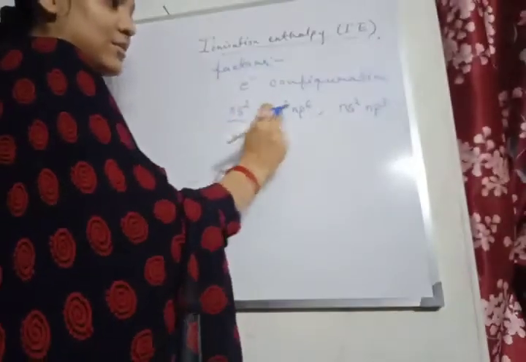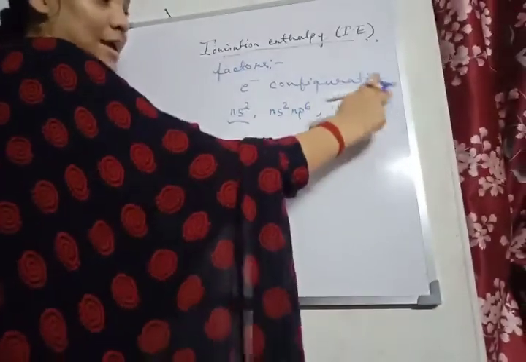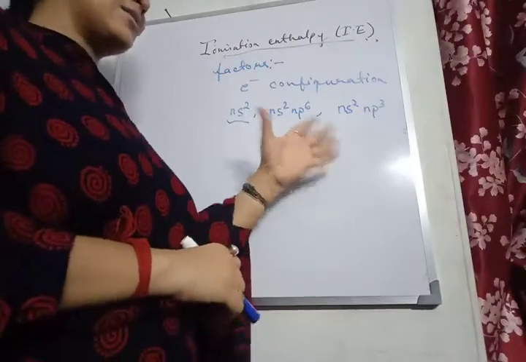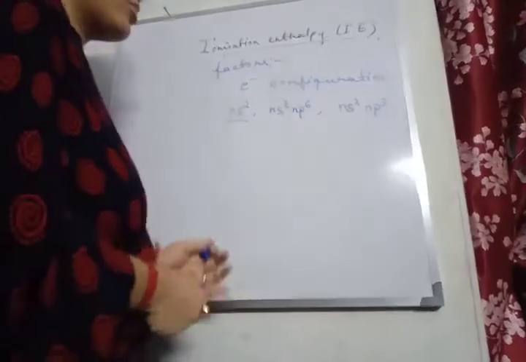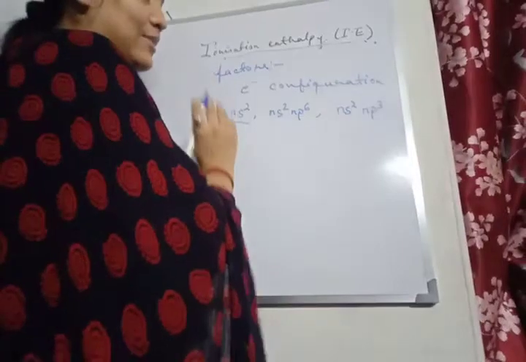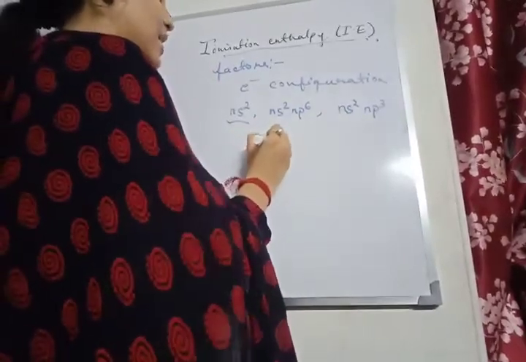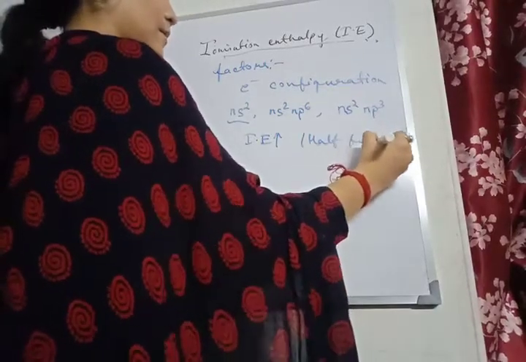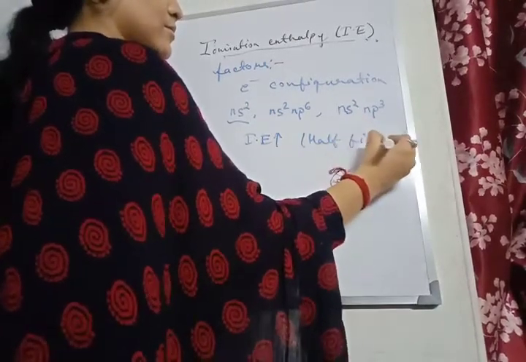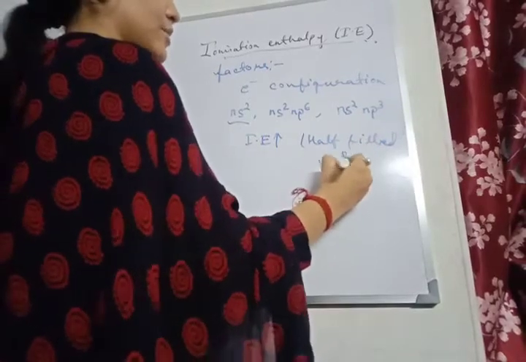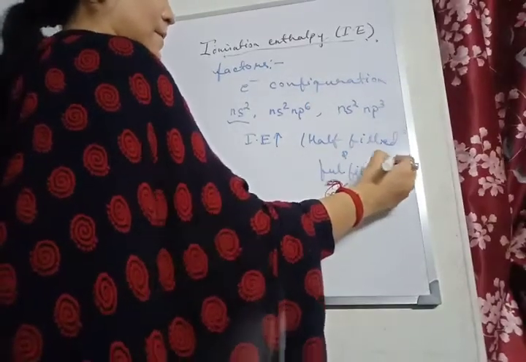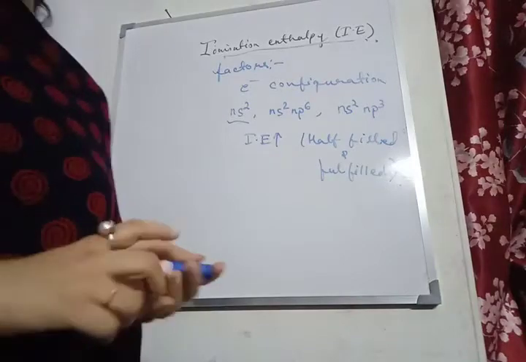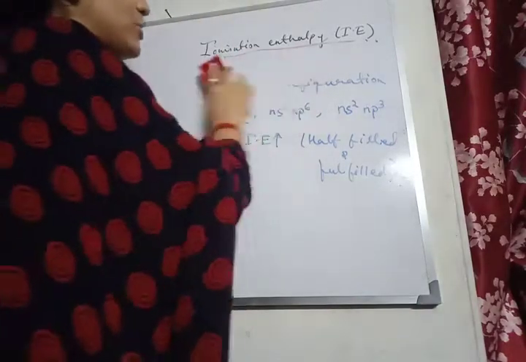This is full-filled. This is also completely filled. This is half-filled: np3 is half-filled. So these are a few configurations which are very stable, and as a result, the ionization potential for this kind of configuration, half-filled and full-filled, IE values are higher. So these are your factors. Now we'll speak about the trends, periodic trends.